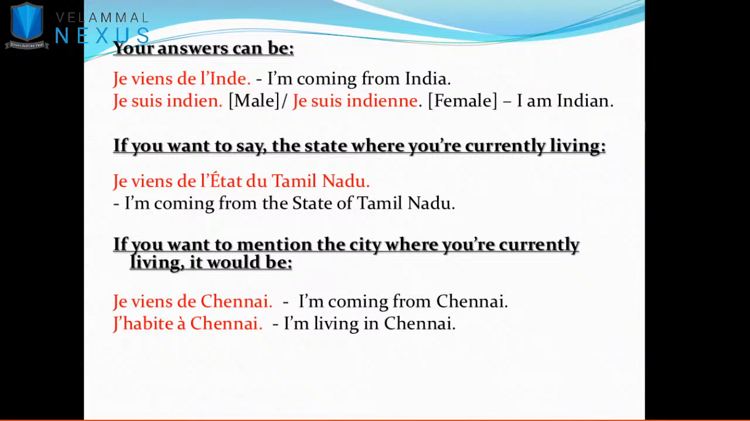Next. And if you really want to mention the city where you're currently living, you can use this. I'm coming from Chennai. You say, je viens de Chennai. Or where you're living, you can say, j'habite à Chennai. I'm living in Chennai. J'habite à Chennai.